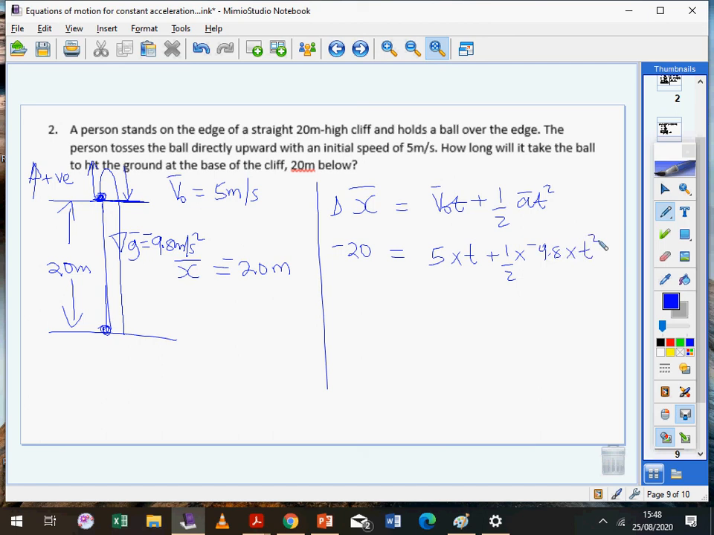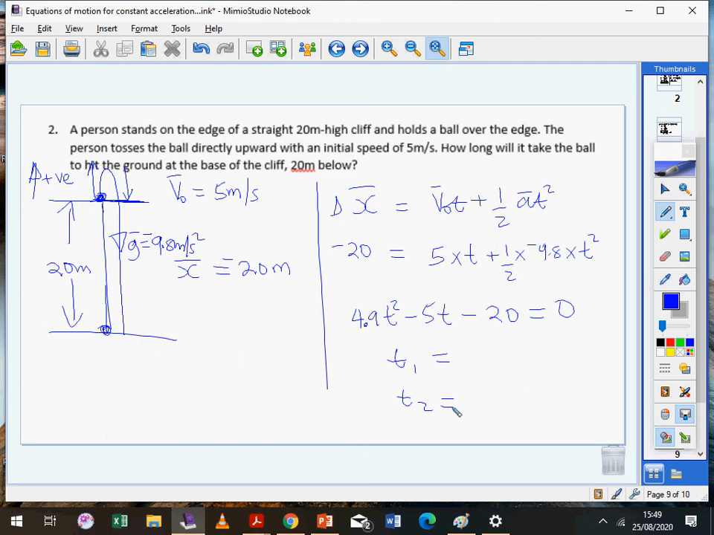This is a quadratic equation which I can rearrange, and it will look like 4.9 t squared minus 5t minus 20 equals 0. You can do the math. If I solve this quadratic equation, I'll get two values of time, and the value that's negative will be discarded, and I'll only consider the value that is positive.